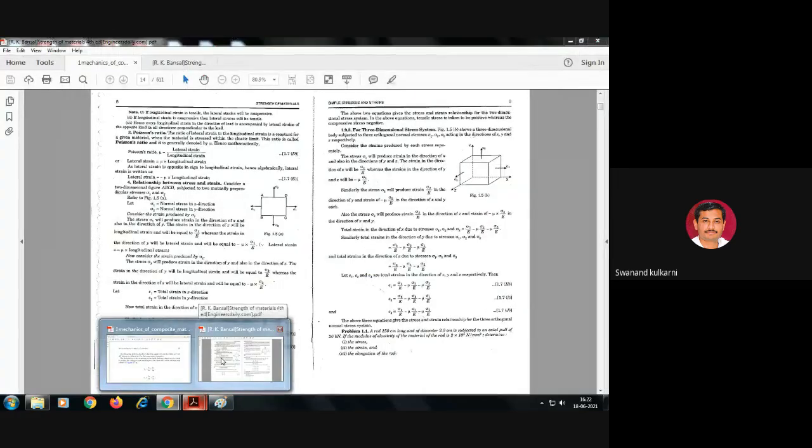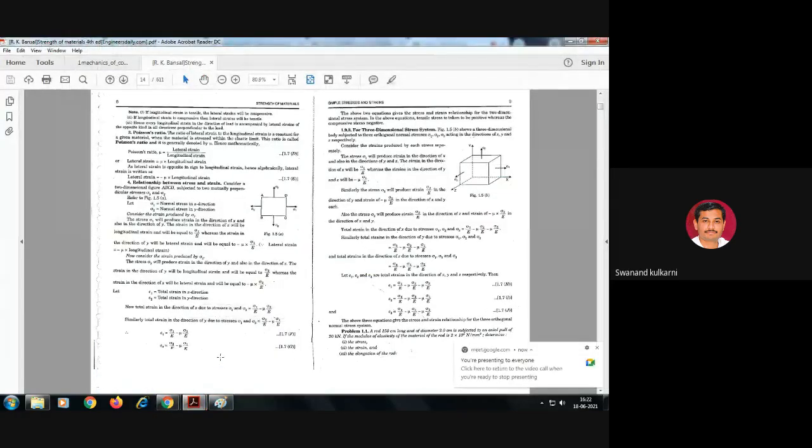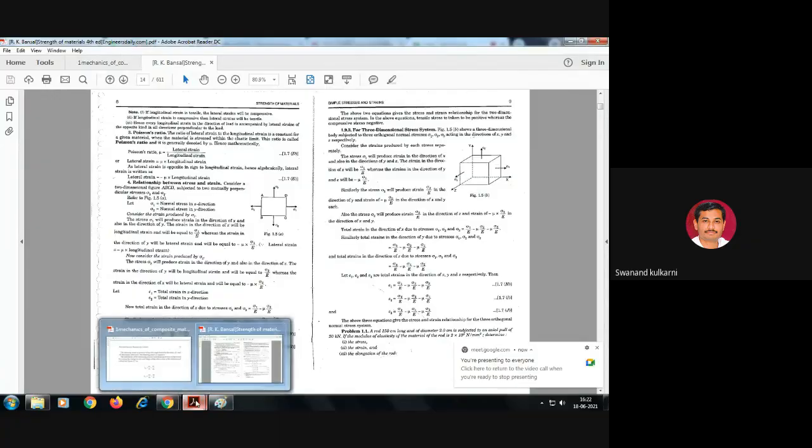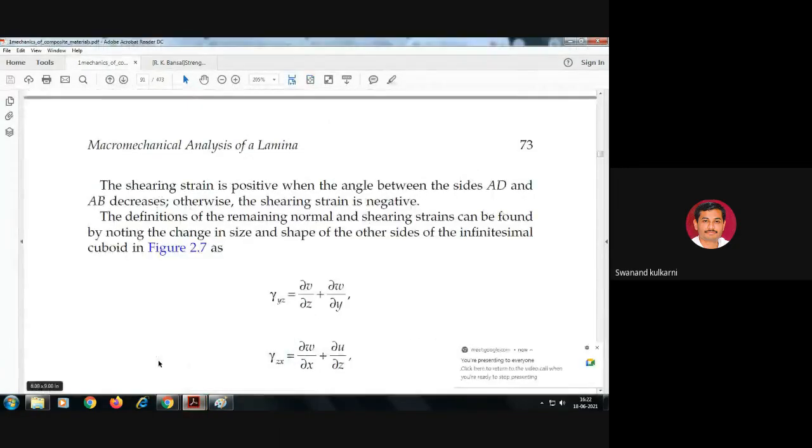Macromechanical analysis of lamina. Okay. So from the last two lectures we are discussing what is meant by macromechanical and what is meant by micromechanical. That particular thing we already discussed, as far as this macromechanical analysis and lamina are concerned.